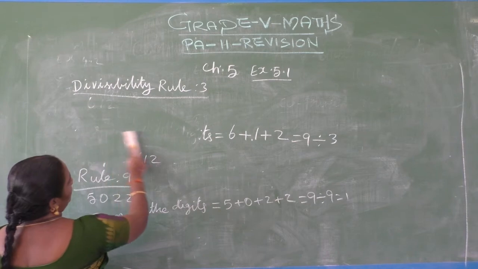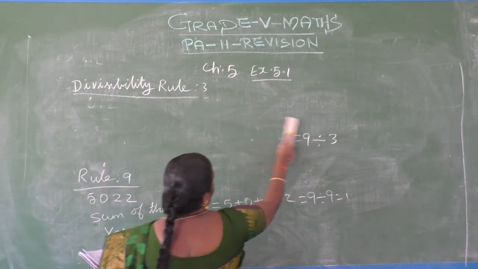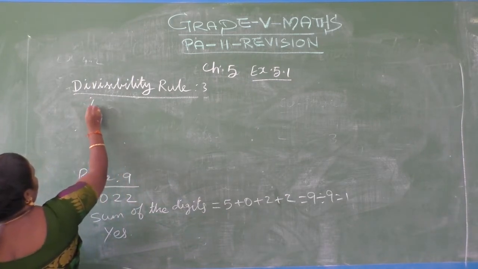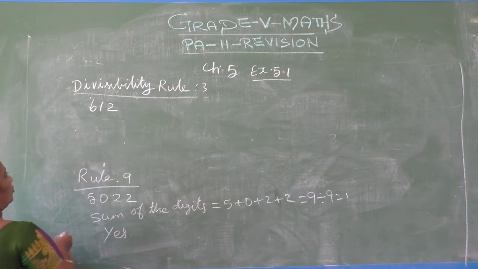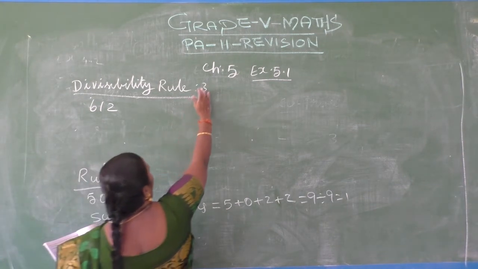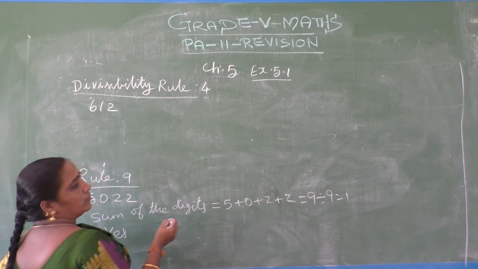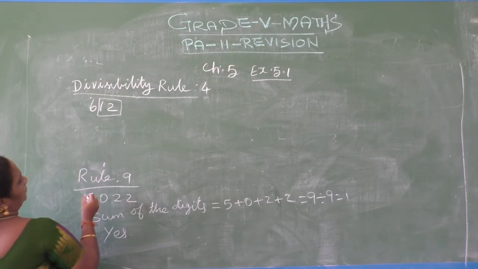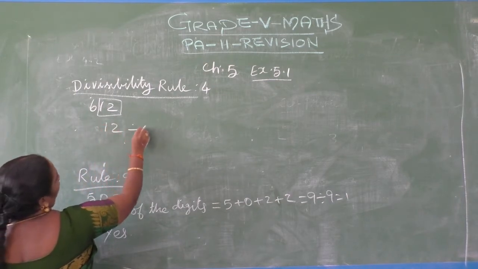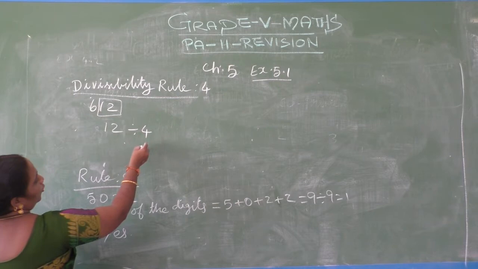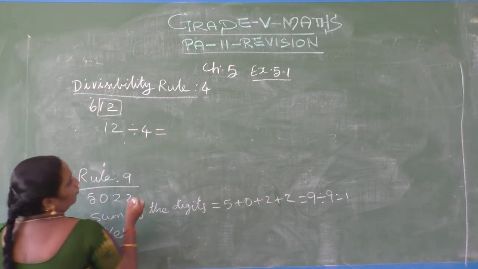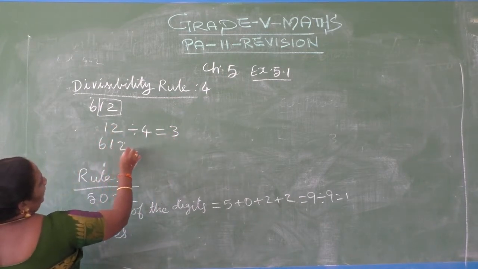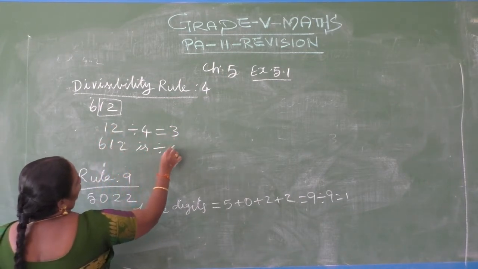Divisibility rule for 4. See, I will take the same number, 612. Whenever you are doing the divisibility rule by 4, you have to take the ones place and tens place together and divide that number by 4. If this number is divisible by 4, the whole number will be divisible by 4. Okay, 3 4s are 12. So that means this 612 is divisible by 4.